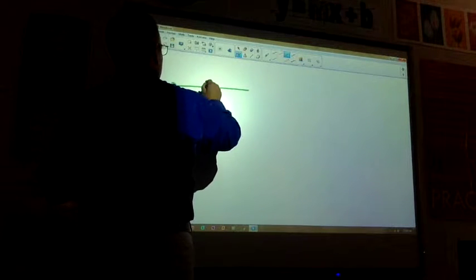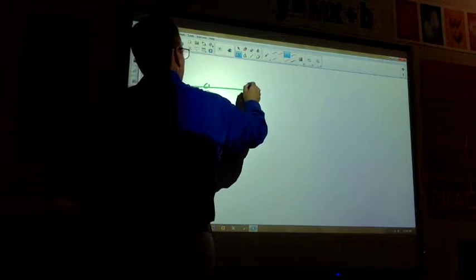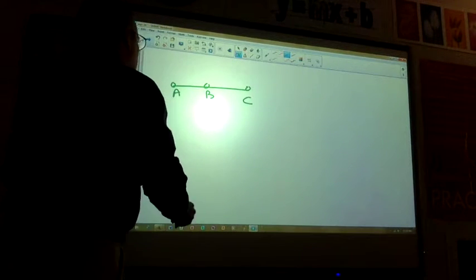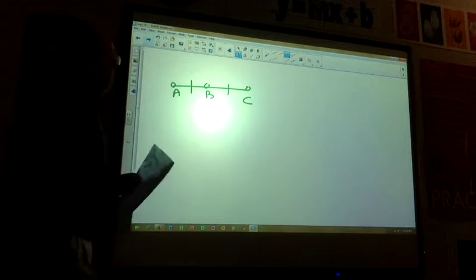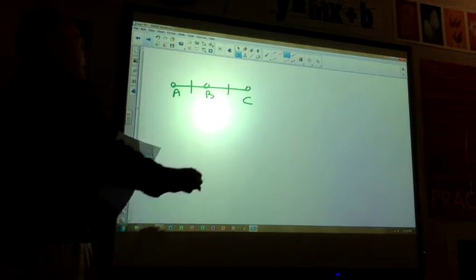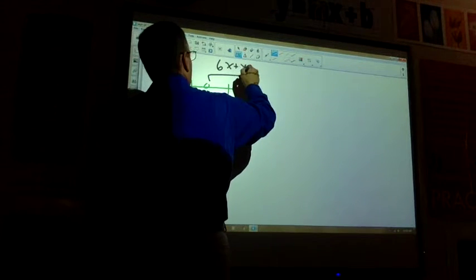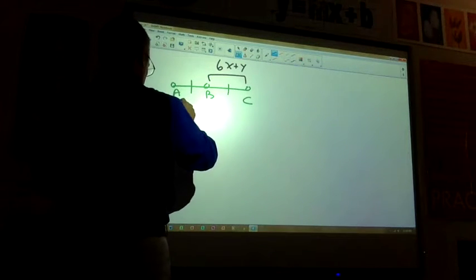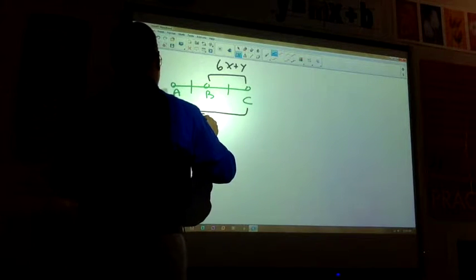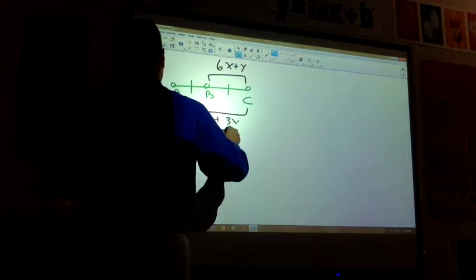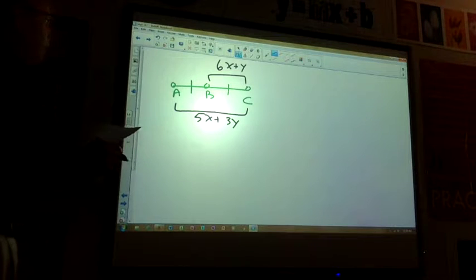A, B, C, right? That's the midpoint. So this means that and that are the same length. Yes? Okay, they also tell us that this distance here is 6x plus y, and then this whole thing, excuse me, is 5x plus 3y. And then what else do we know?